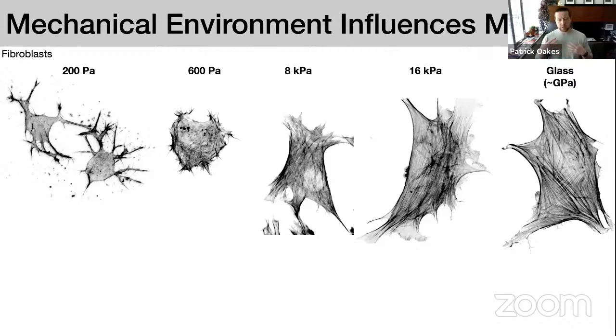I think it would come as no surprise to this particular group of people that mechanics can really influence the way cells interact with their environment. What I'm showing you here is just a fibroblast plated on substrates of different stiffness. These are all polyacrylamide gels coated with fibronectin. You can see here, from 200 pascals up to gigapascals on glass, the cells just look different, right? They change their morphology, they change the internal architecture of their actin stress fibers, and they're clearly responding to the fact that the substrate itself is stiffer or more compliant.